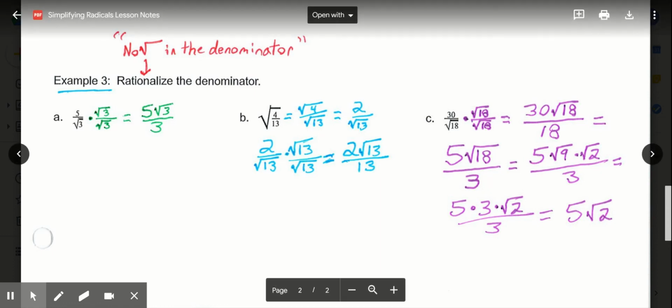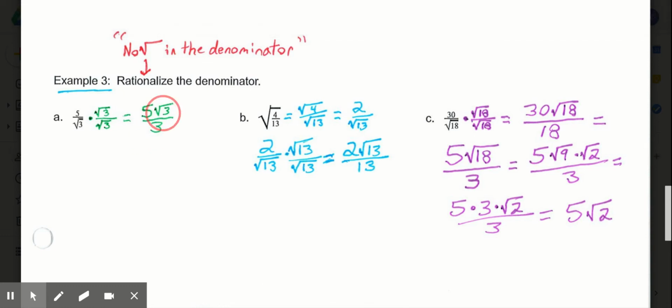So if we have a square root in our denominator, so if our problem is 5 over square root of 3, to get rid of that, you multiply top and bottom by that radical. So if square root of 3 is on bottom, we'll multiply top and bottom by square root of 3. On top, that just becomes 5 times the square root of 3. On bottom, square root of 3 times square root of 3 is just 3. So our final simplified answer would be 5 square root of 3 over 3.